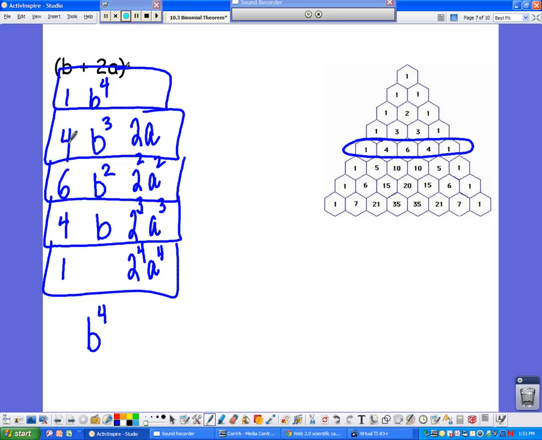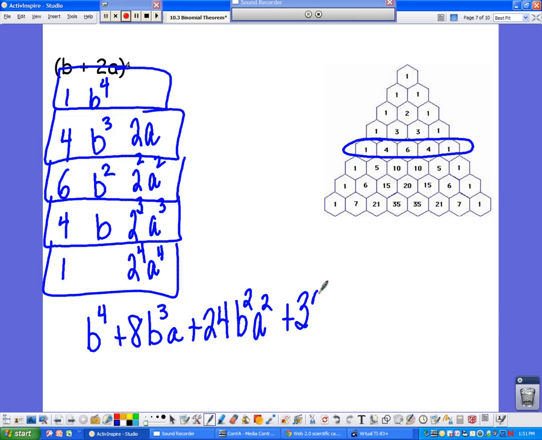So remember, b to the fourth. Remember, we have to multiply our number, so 2 times 4 gives me 8 b to the third, a. Here, I have to follow the order of operations, so 2 squared is 4. 4 times 6 is 24. So 24, b squared, a squared. The last one, 2 to the third is 8. 8 times 4 is 32. So 32, b, a to the third, plus 2 to the fourth gives me 16. So 16, a to the fourth.